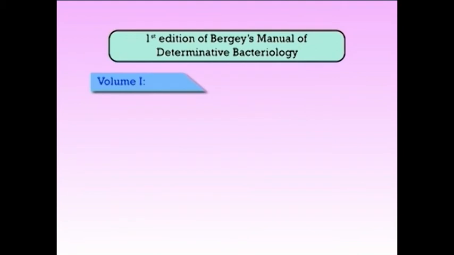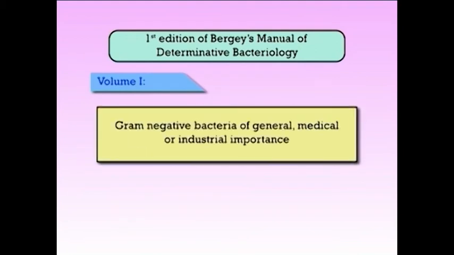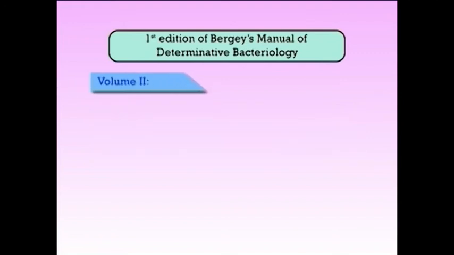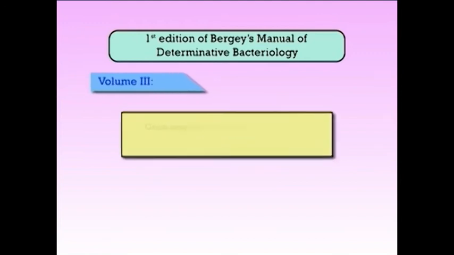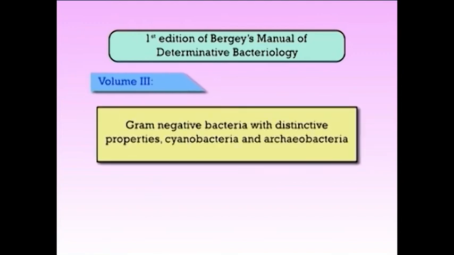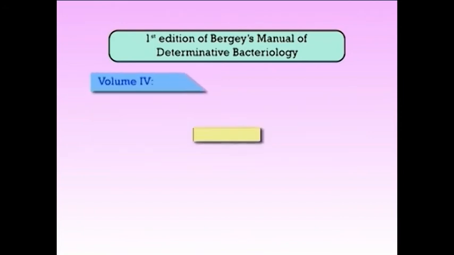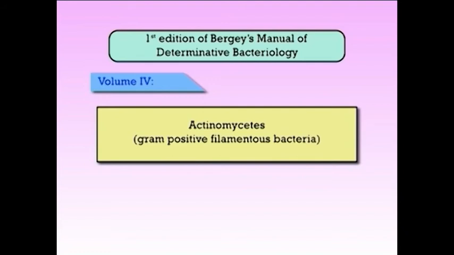Under this, bacterial groups are divided into 4 volumes. The first volume contains the gram-negative bacteria of general, medical or industrial importance. The second volume contains gram-positive bacteria other than actinomycetes. The third volume contains the gram-negative bacteria with distinctive properties, cyanobacteria and the archaebacteria. The fourth volume contains actinomycetes, that is the gram-positive filamentous bacteria.